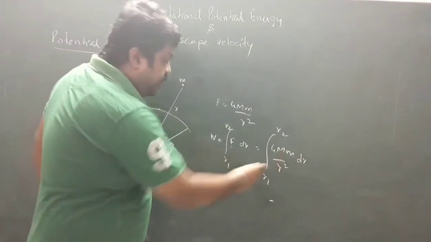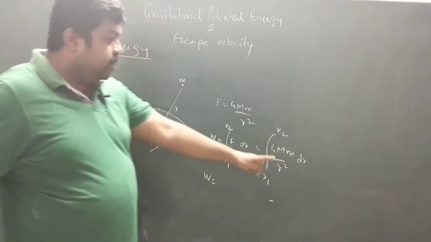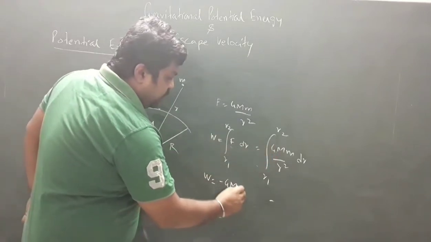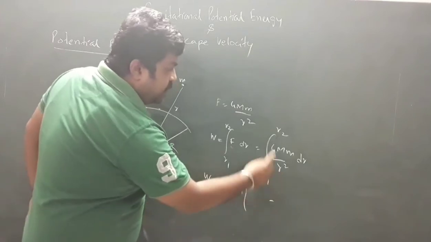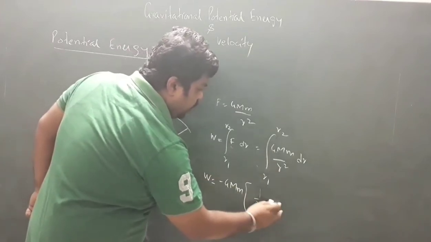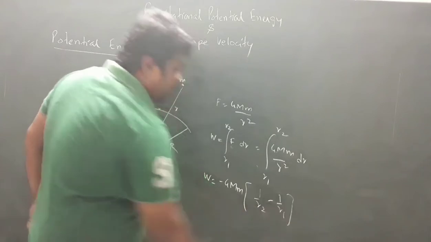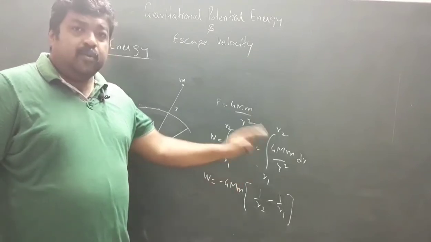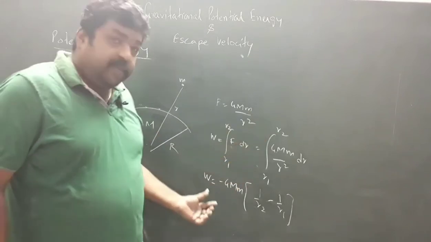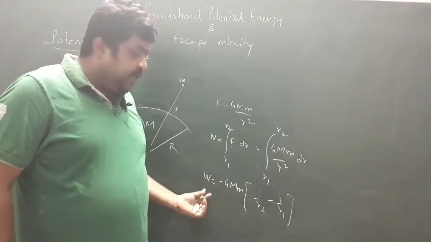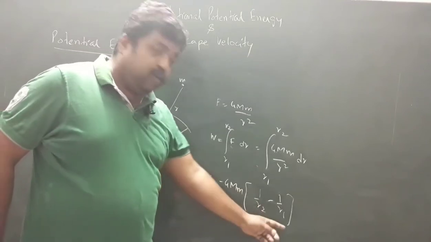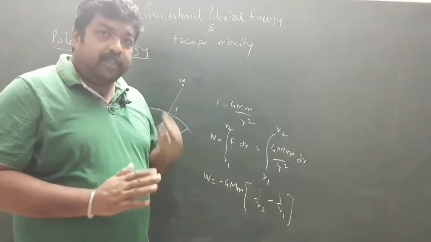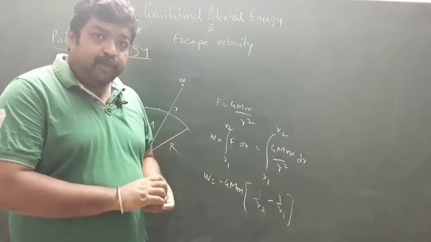On integration, the integral of dr/r² is -1/r. Taking the minus sign common, it is -GMm times (1/r2 - 1/r1). This is the work done in displacing the object from r1 to r2. Here we see that the expression for work done depends on the positions r1 and r2. It is independent of the path followed by the particle and depends just on the initial position and the final position.